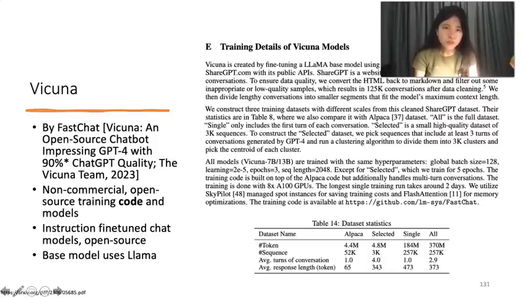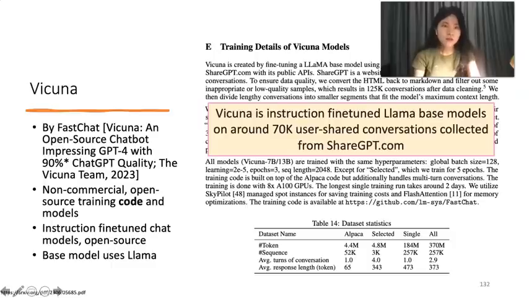So here are the training details of the Vicuna model. And the main takeaway is that Vicuna is an instruction fine-tuned Llama-based model on around 70K user-shared conversations collected from sharegpt.com.